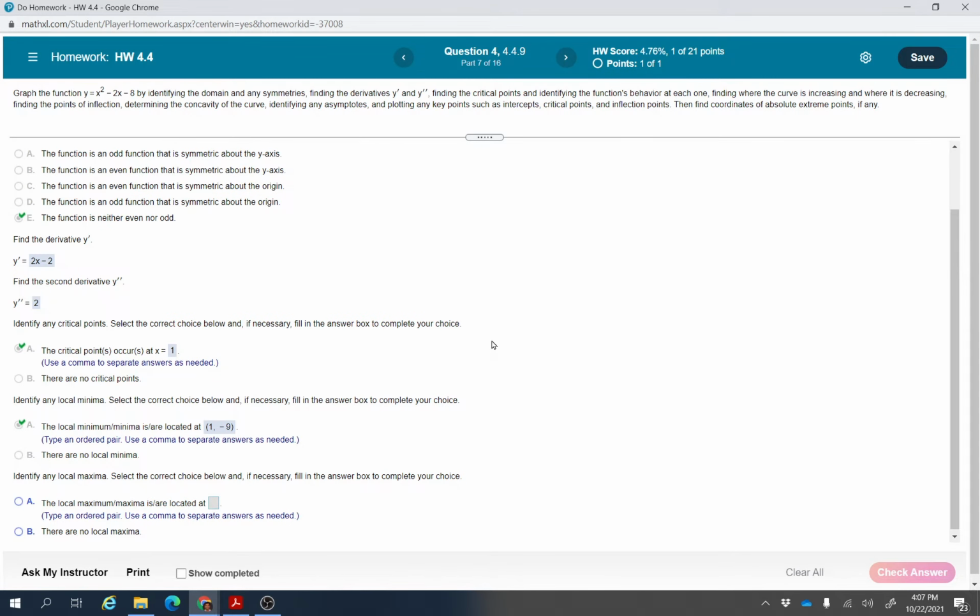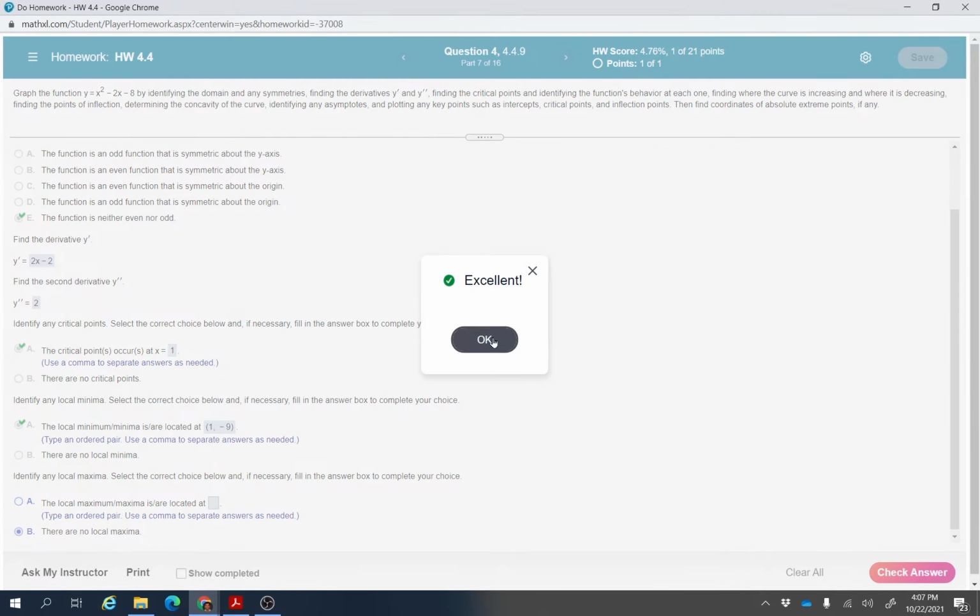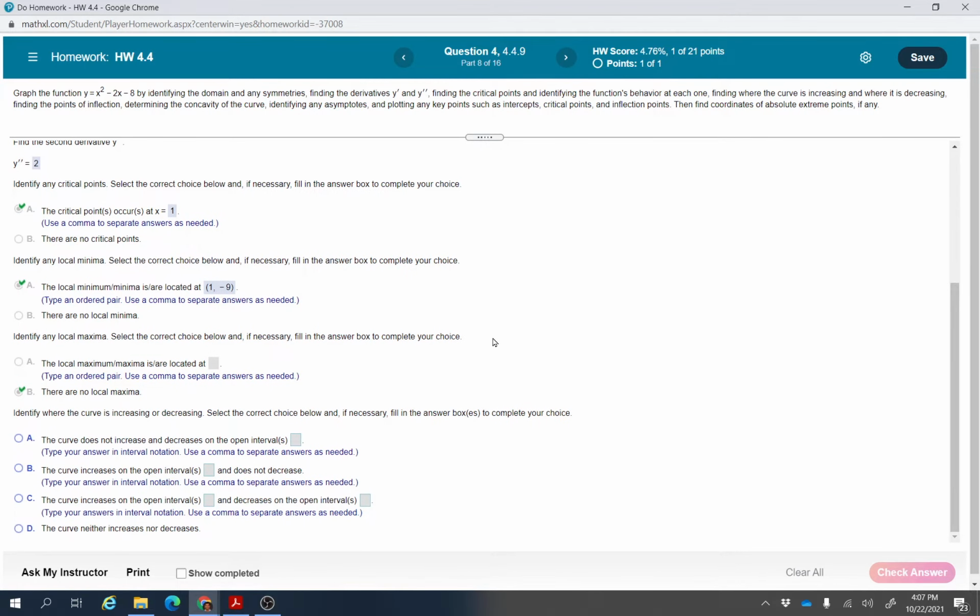That's perfect. The second thing, identify any local maximum. There is no local maximum because the second derivative is always positive here. Okay, so let's go to the next question.